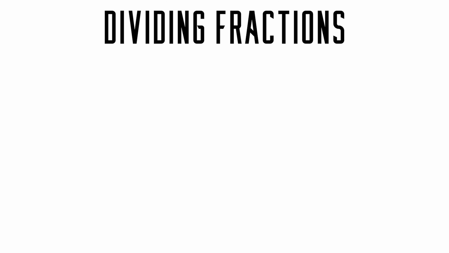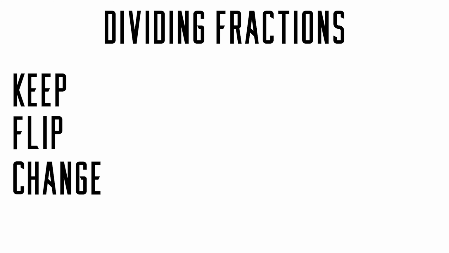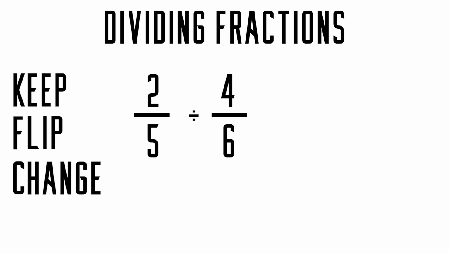When dividing fractions, there is a process that we can follow. This process can be defined as an acronym, KFC. That stands for keep, flip, change. So say for example we have the same fractions, we have 2/5 and we're dividing by 4/6. What we'll do is we will keep the first fraction, 2/5. We will flip the second fraction, 4/6, so it is now 6/4, and then we will change the division sign to a multiplication. Now we have our multiplication as we have looked at previously.